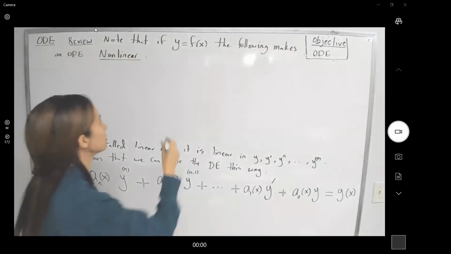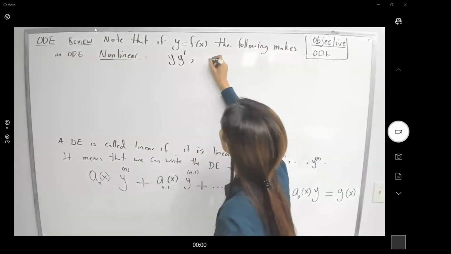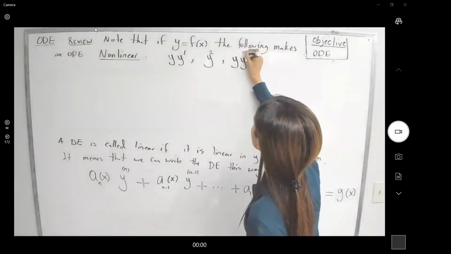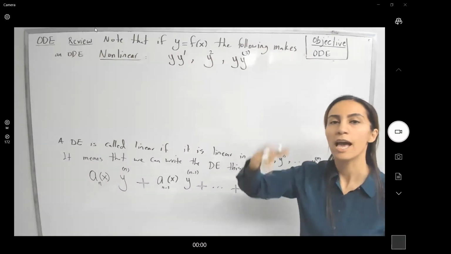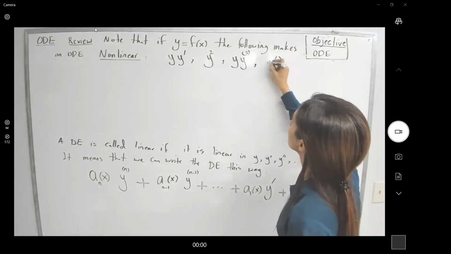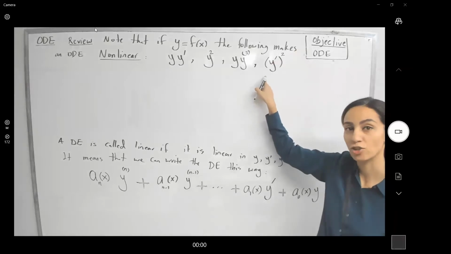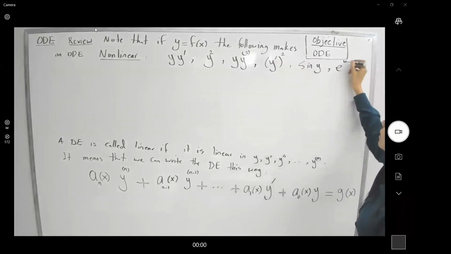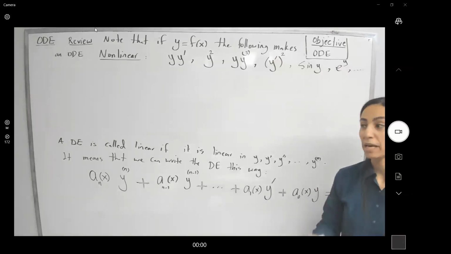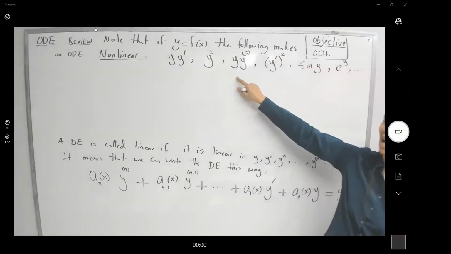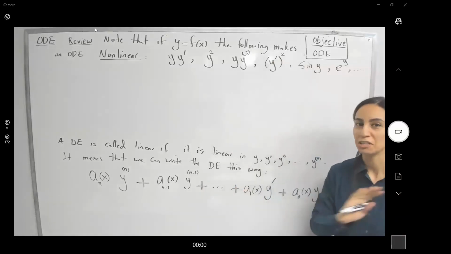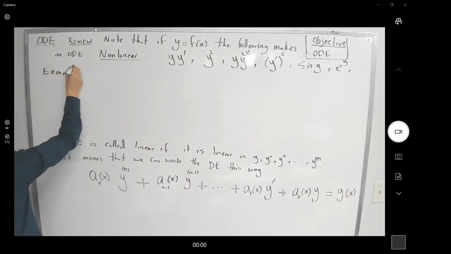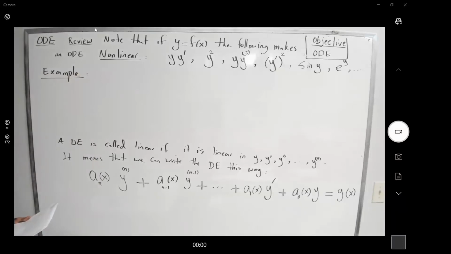If you see the multiplication between y and y prime, the multiplication of y and itself, the multiplication of y and, say, the third derivative, any multiplication of y and its derivative, or even if you multiply a derivative by itself, it makes the differential equation nonlinear. If you see, for example, sine of y or e to the y, anything of this form makes the differential equation nonlinear. You cannot have these things in a linear differential equation. For example, let's take a look at these examples together.